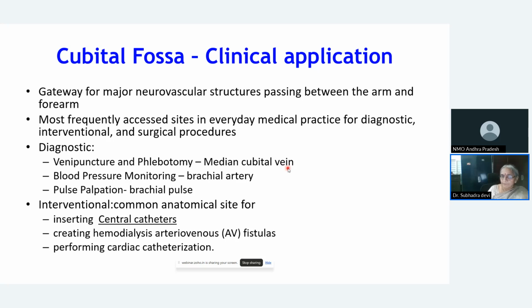Median cubital vein venipuncture and phlebotomy, blood pressure monitoring, and the brachial artery is here for pulse palpation, you can palpate the brachial pulse. It is also a common anatomical site for inserting central catheters, for hemodialysis AV fistulas, and for performing cardiac catheterization. For supracondylar fracture, surgical procedures are also there. Let us not go deeper into that part, and that is about the cubital fossa.